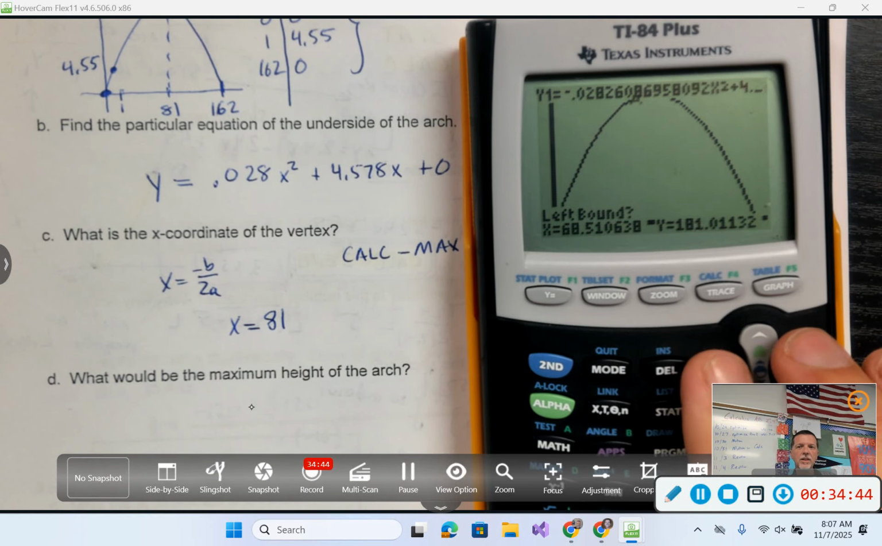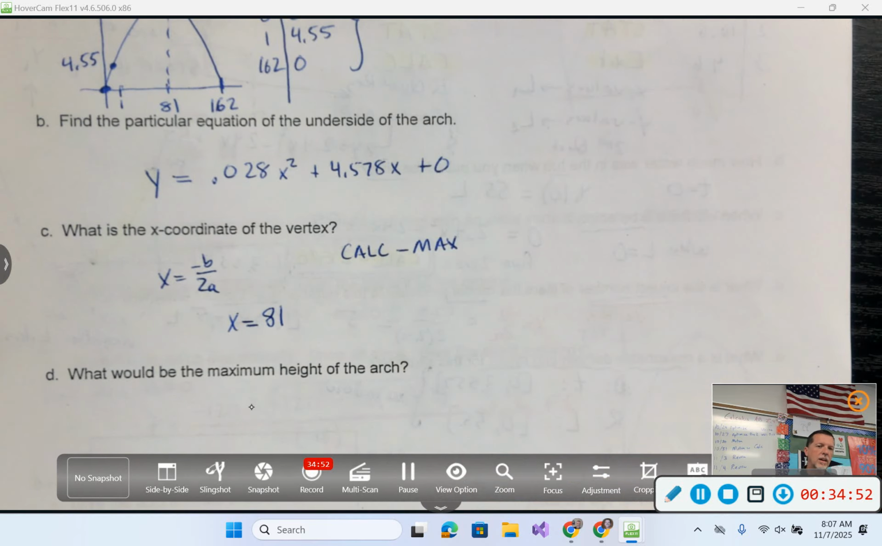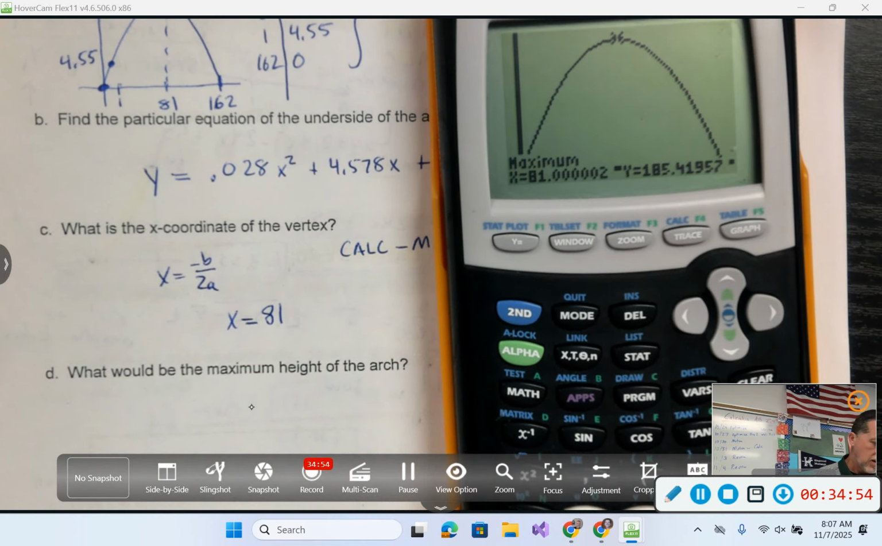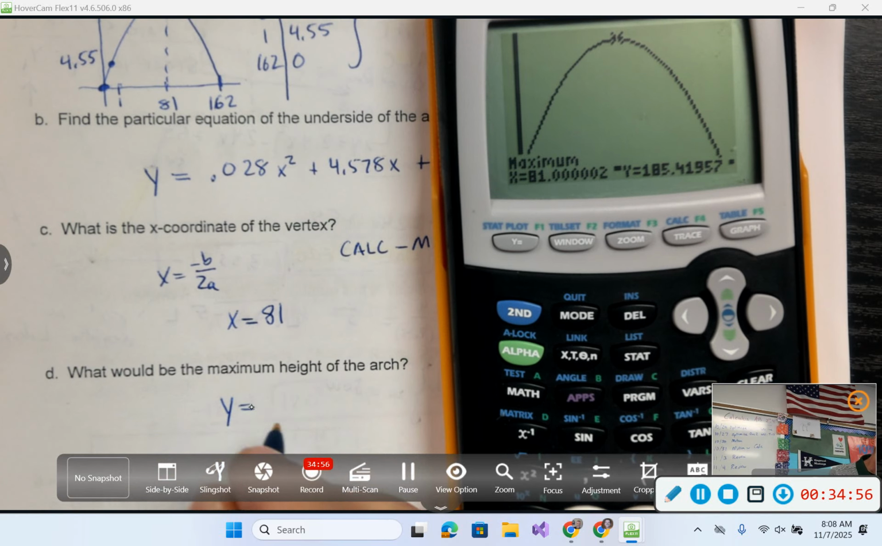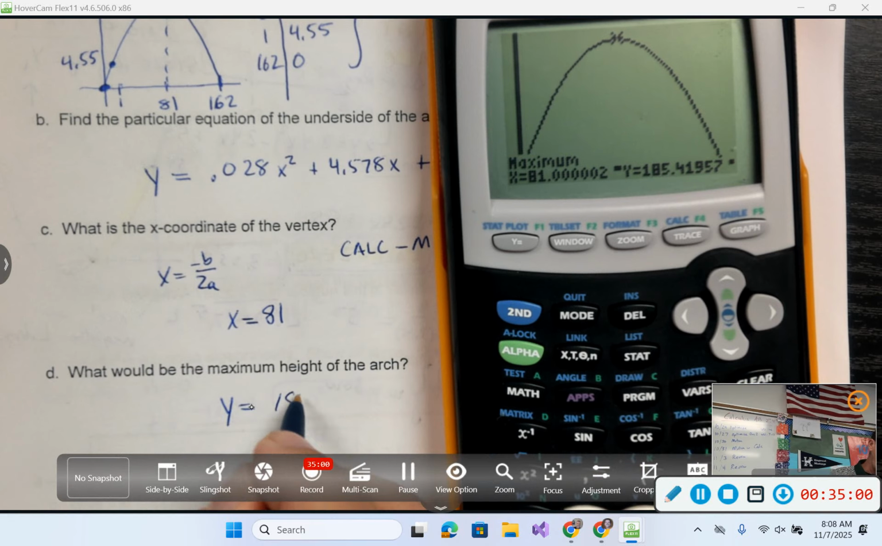I get an error. How did you change yours from linear to Window? And then my Y max, my max is already there. I already found it. 85.